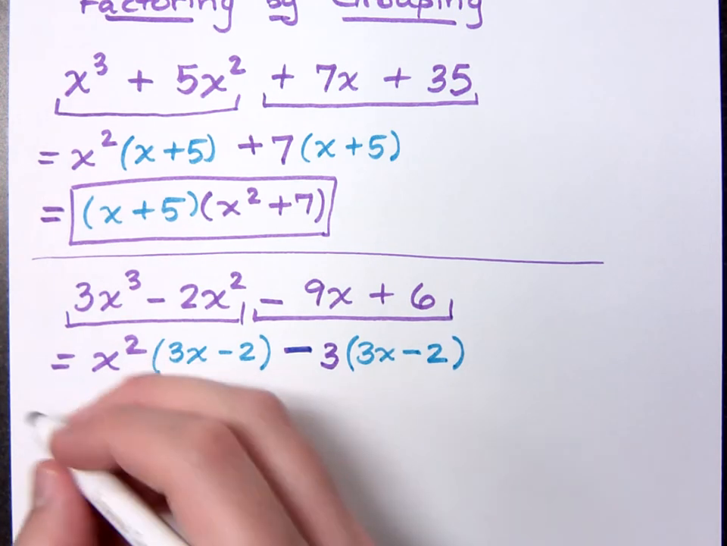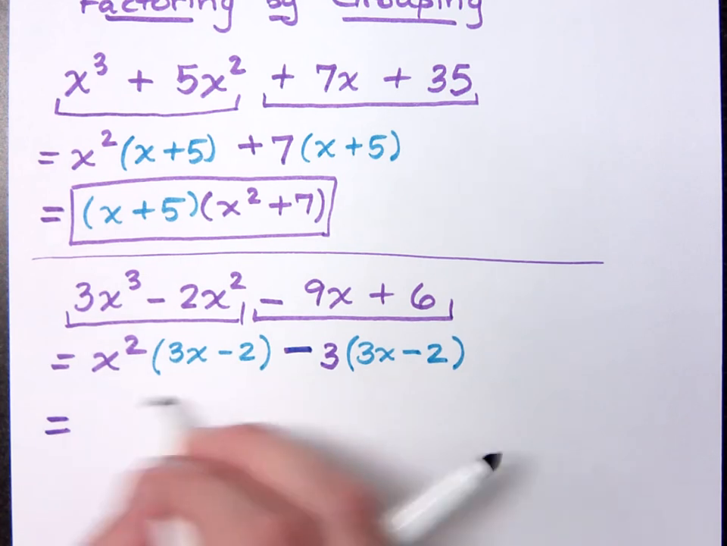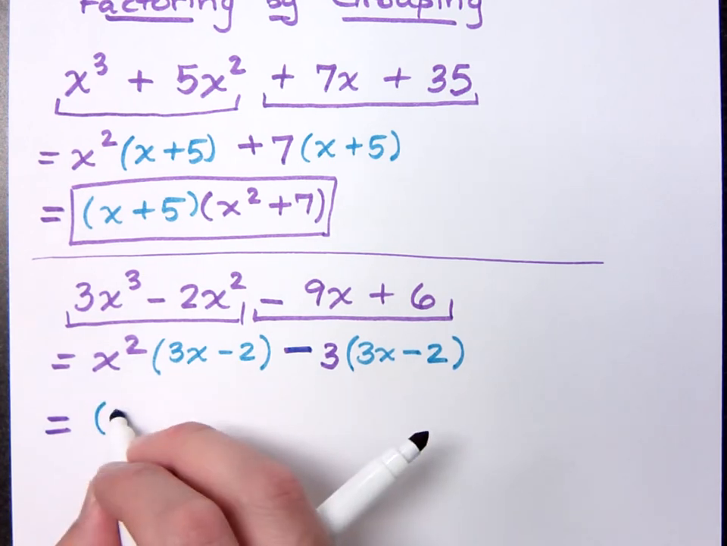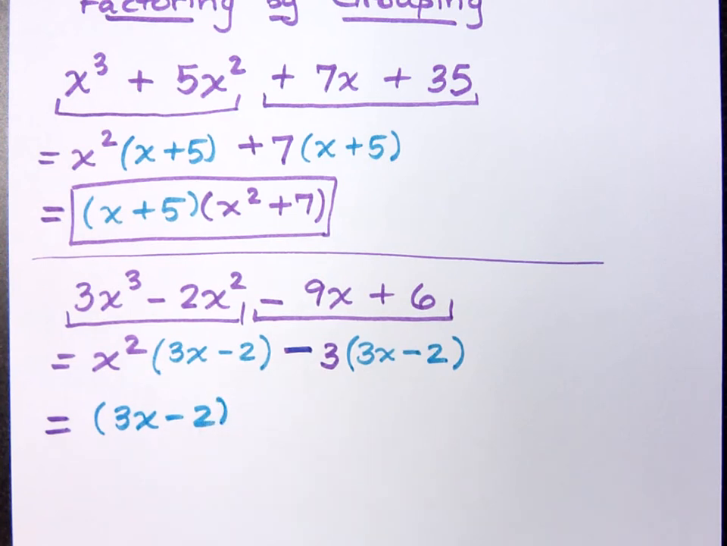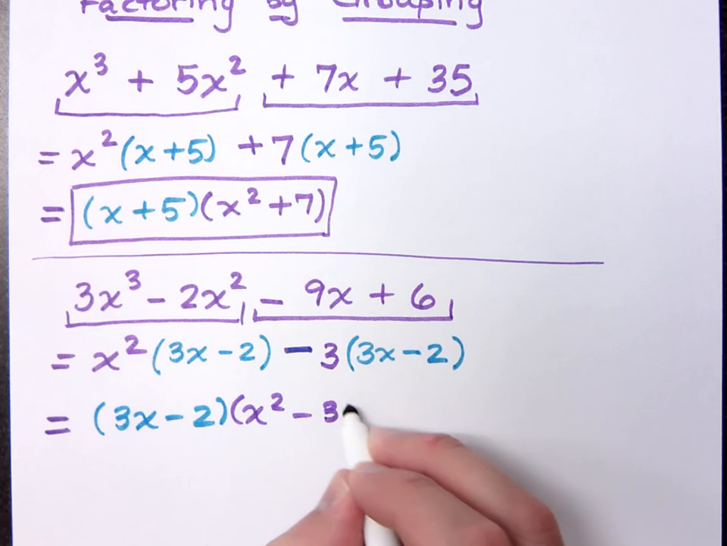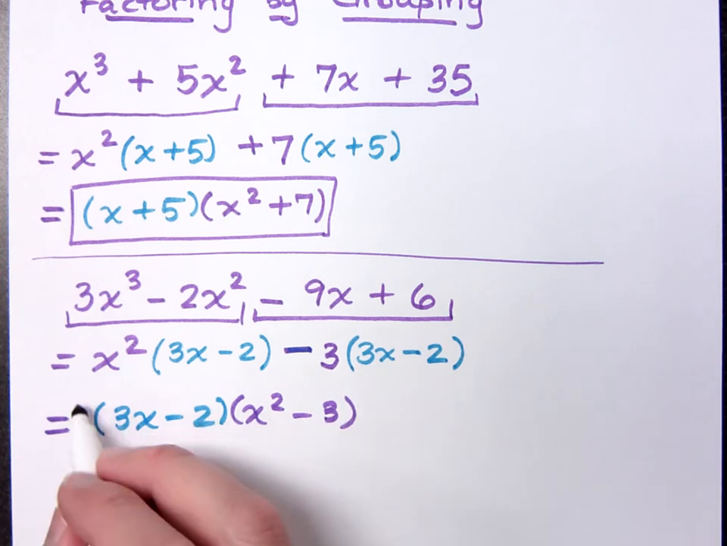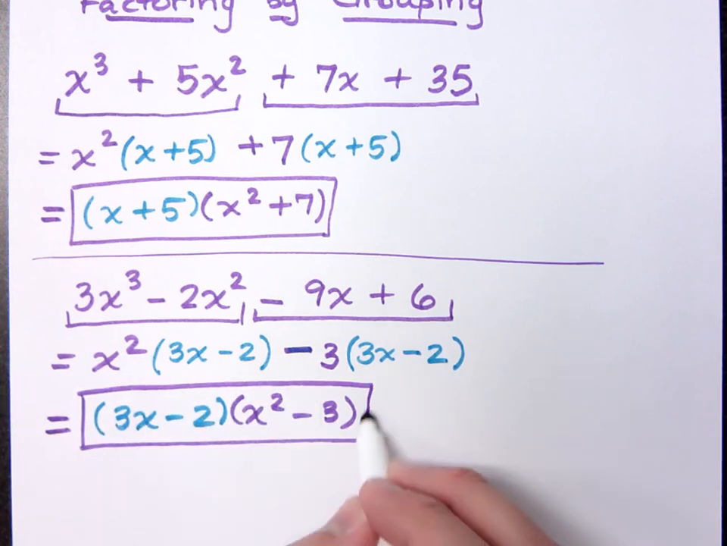Okay? So, just like we've done before, what's the common factor you pull out of everybody? It's that 3x minus 2. And what's the other part? X squared minus 3. Questions about that? Is it too easy?